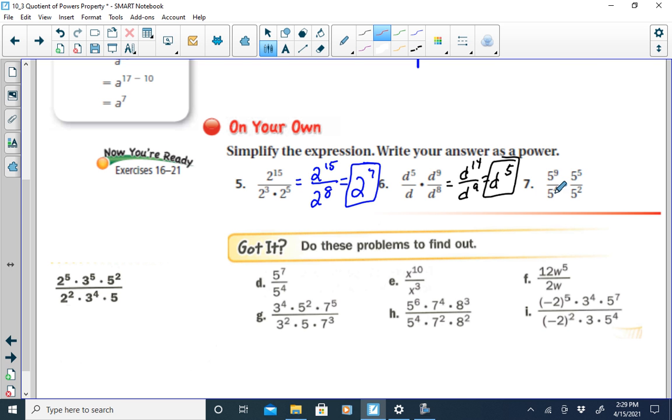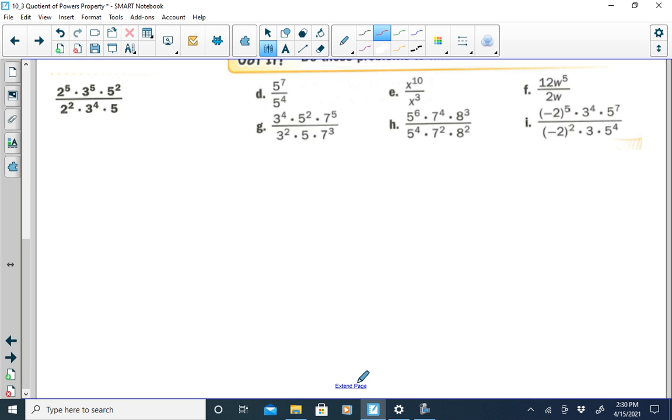Then this last example, 5 to the 9th divided by 5 to the 4th, that's going to be 5 to the 5th power. I'm going to subtract those exponents here. And then 5 to the 5th divided by 5 to the 2nd, that's going to be 5 to the 3rd power. And now we're multiplying powers with the same base. We're going to add those exponents. That's going to give us 5 to the power of 8. All right. We have some more examples down here.